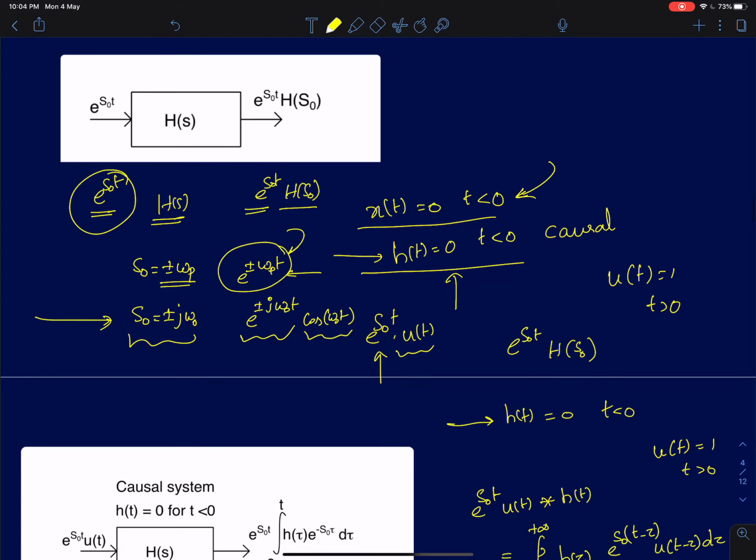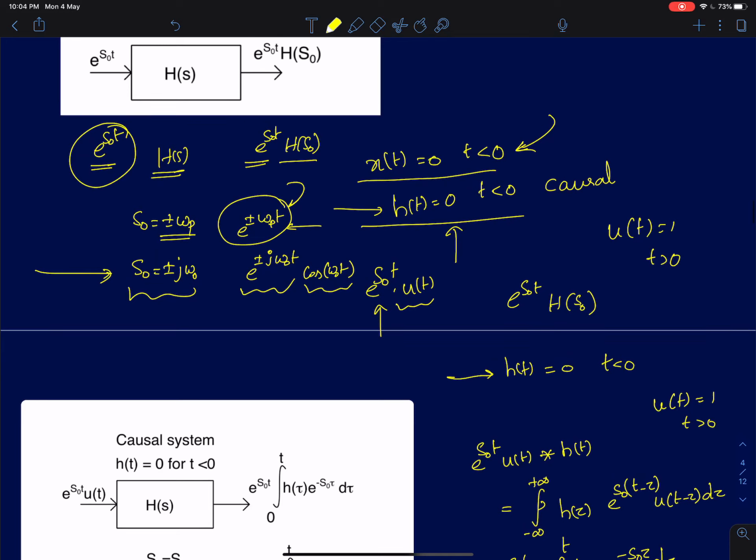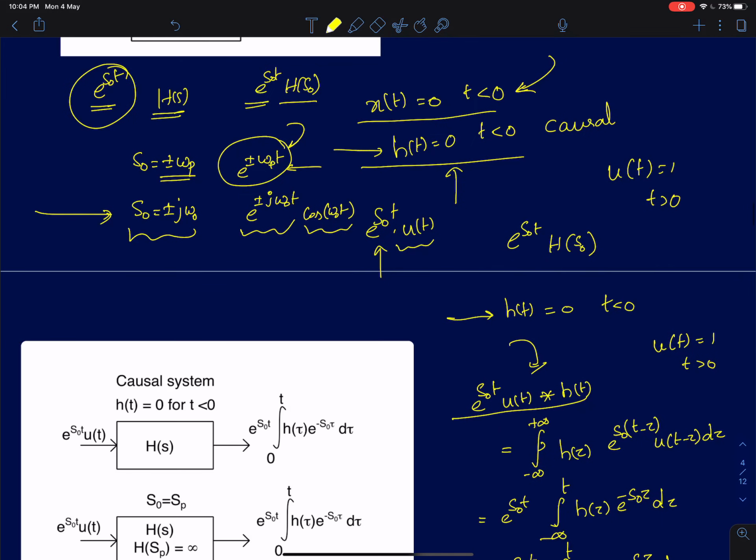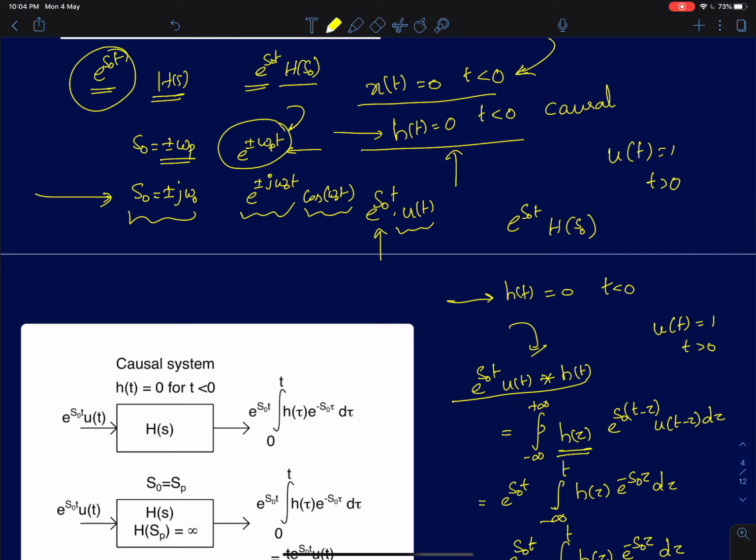Using these two conditions, we will now evaluate the convolution integral, which is e^(s₀t)u(t) convolved with h(t). When I apply the convolution integral, I will get h(τ) into e^(s₀(t−τ)) into u(t−τ). Now we will apply the definition of a step function, which is u(t−τ) equal to 1 for t−τ greater than 0, or for τ less than t.